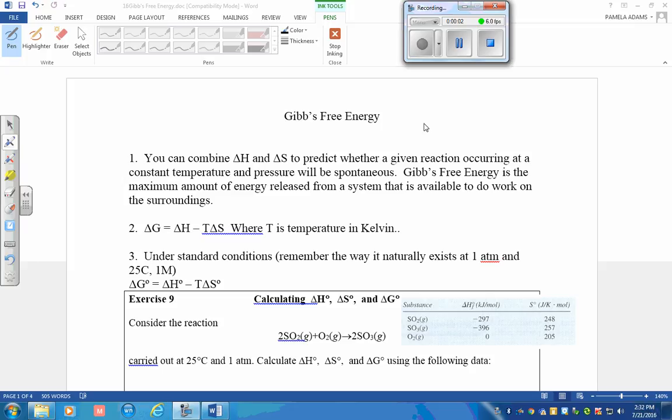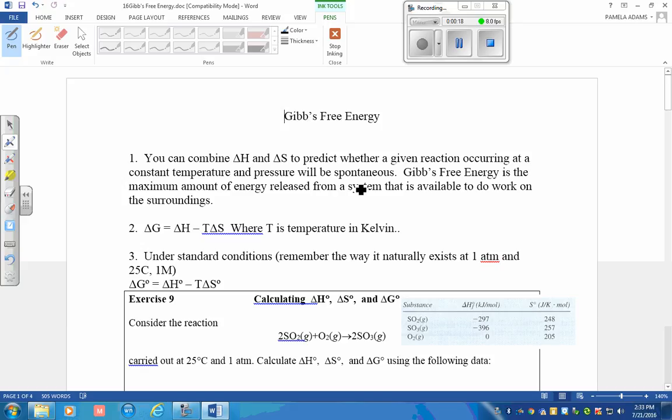I'm a big Lord of the Rings fan, and I remember in Lord of the Rings that Frodo and friends were looking for the one ring to rule them all. Well, Gibbs free energy is the thermodynamic value that rules them all.